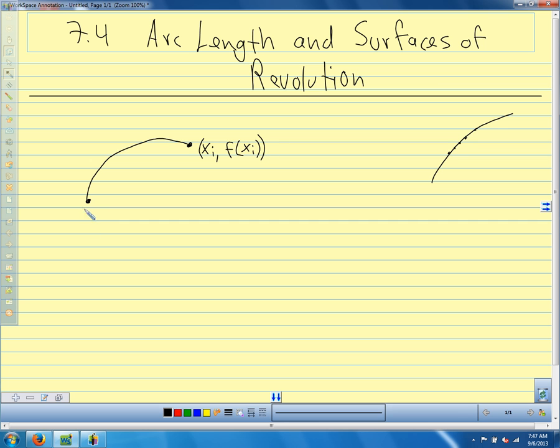And we'll go backwards here. So this is going to be x sub i minus 1 and f of x sub i minus 1. So there are my 2 points, and we have our function here, y equals f of x. I'll call this point P sub i and P sub i minus 1.